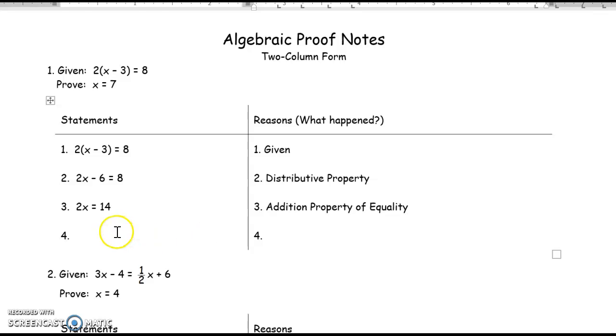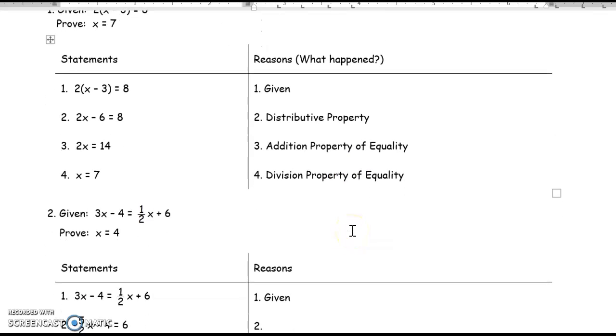It's still true. Our final step is to divide both sides by 2. 2x divided by 2 is x. 14 divided by 2 is 7. Okay? So this is our division property of equality. I'm going to copy this because it's just a helpful thing to have. So going through each one of these things, 2 times x minus 3 equals 8, I end up with x equals 7. Each one of these steps happens along the way, and I give a justification for it over here. And that's how this works.